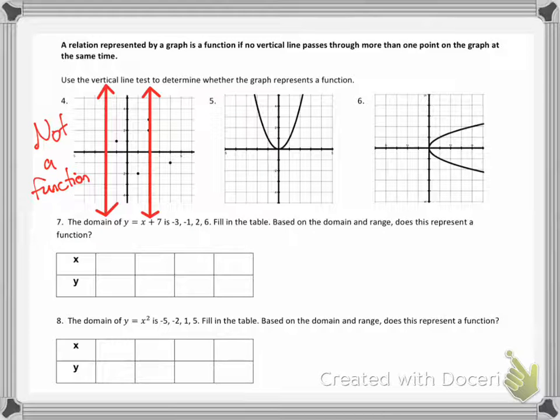Number 5, here's a parabola. I could drag a vertical line across it. It's never going to cross that parabola more than one time. So we would say, yes, it's a function.